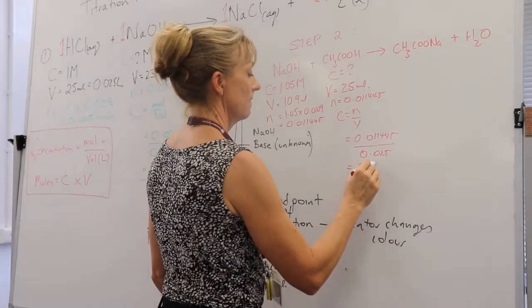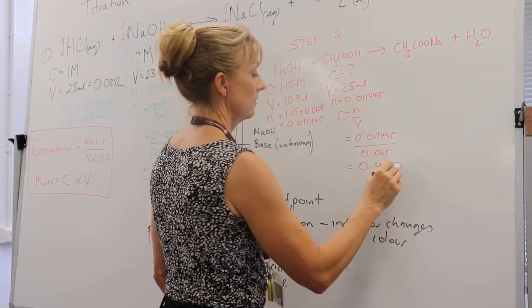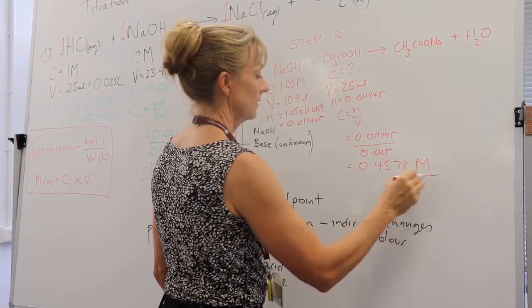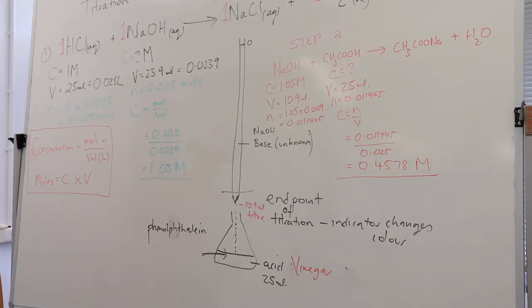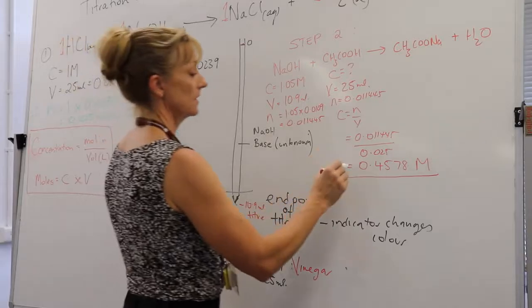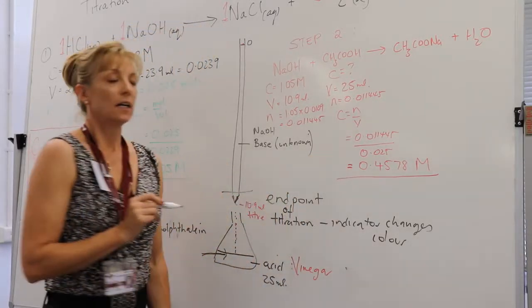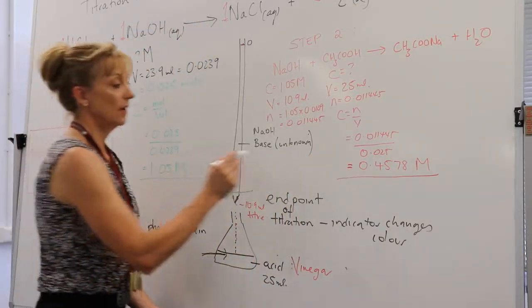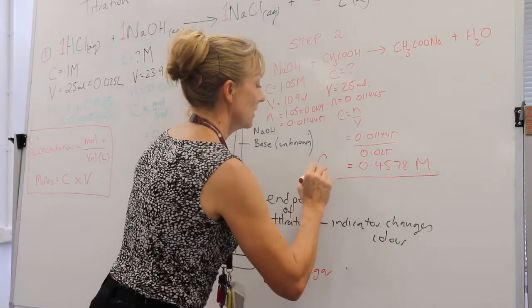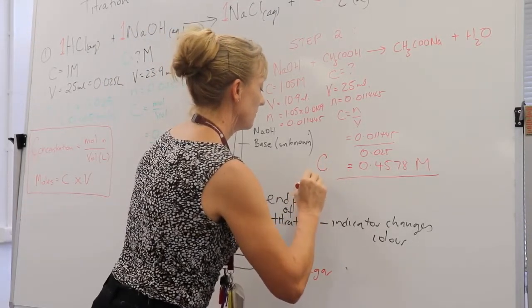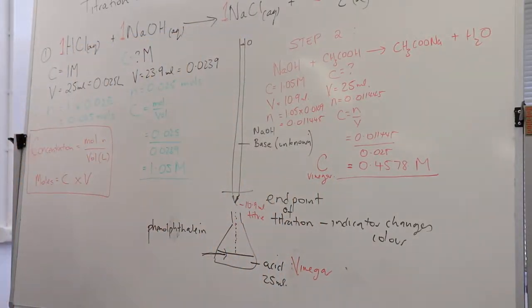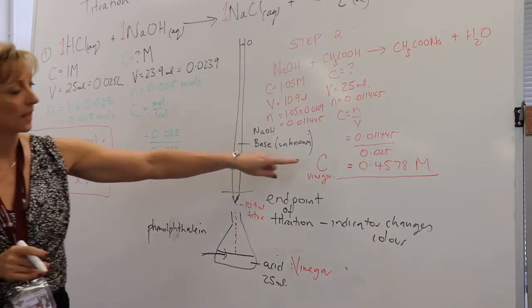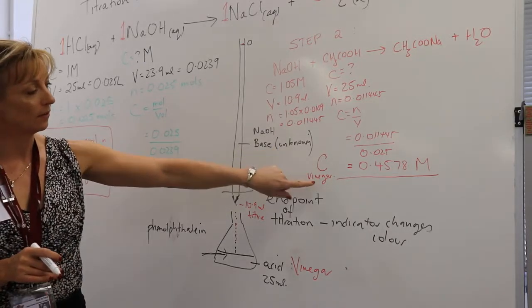0.457, 8 molar. So it's about half the strength of our, which wouldn't be true, it'd be much less, but I just made these titres up. And really, from experience, this is the concentration in moles per litre of your vinegar. You can then convert that to mass. I'll show you that when we go over to the lab, but moles per litre of our vinegar.